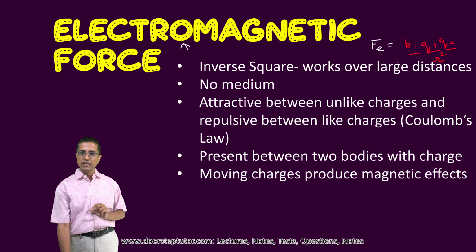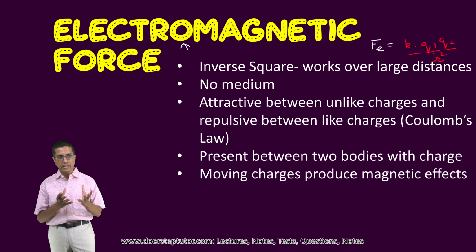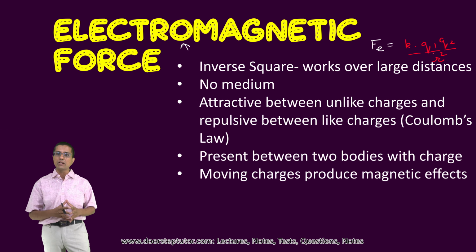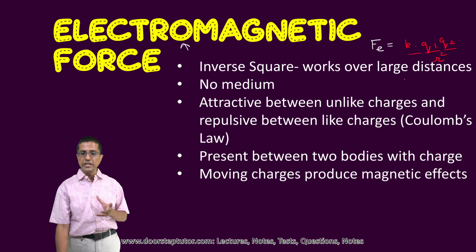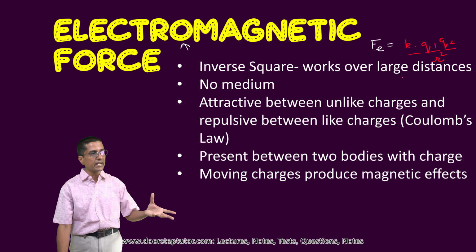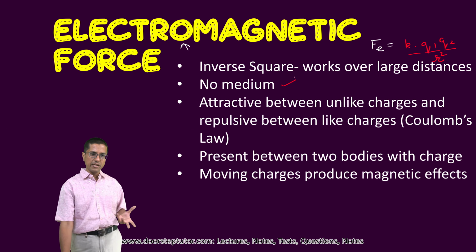So again, here Q1 and Q2 are the charges of two particles, and like we said, in the denominator there is R square, right? So like we said before, this is also an inverse square law. It also works over large distances. Okay, so actually it is present for infinite distances, but it only falls off as the square of the distance. Again, it does not require any medium to propagate.